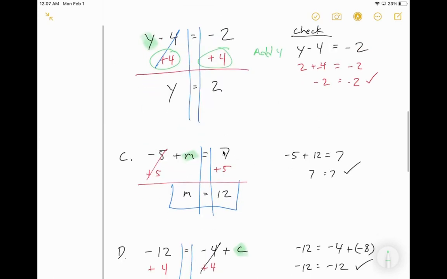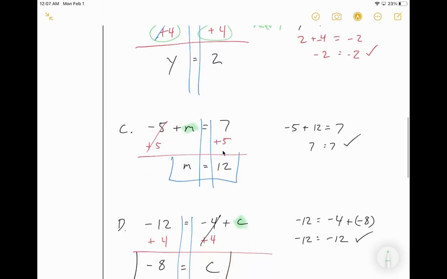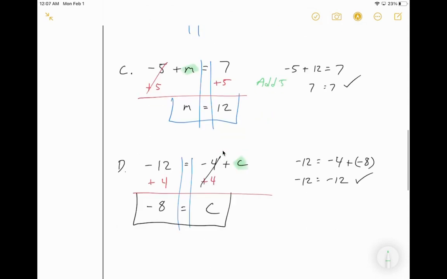In letter C, we had a problem where it was a -5, but to get rid of a -5, you just add 5. So again, we added 5. And on this one, we said we have a -4, but it's on the right side. That's okay. We do the exact same thing. We make sure that we find the variable and do the work on that side.